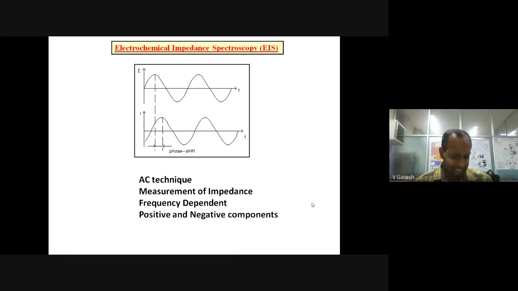Now, in this series, we have what is called electrochemical impedance spectroscopy. This is the most powerful technique in electrochemistry.